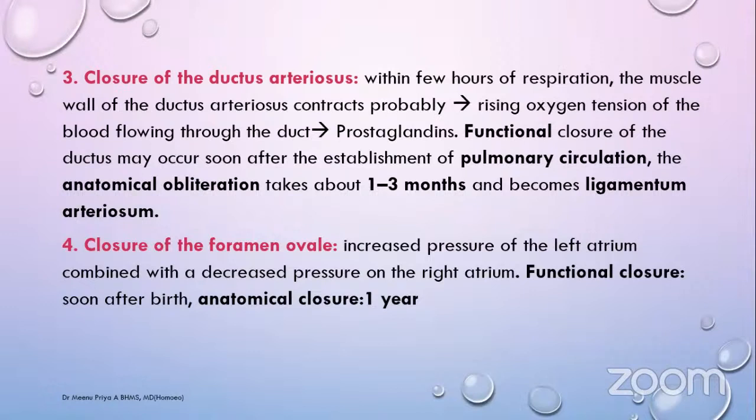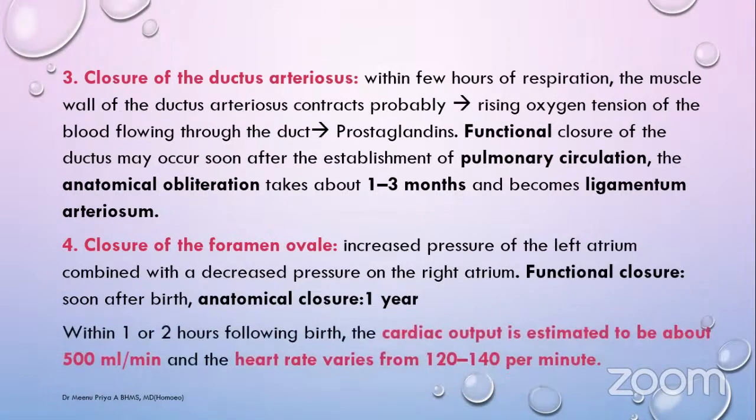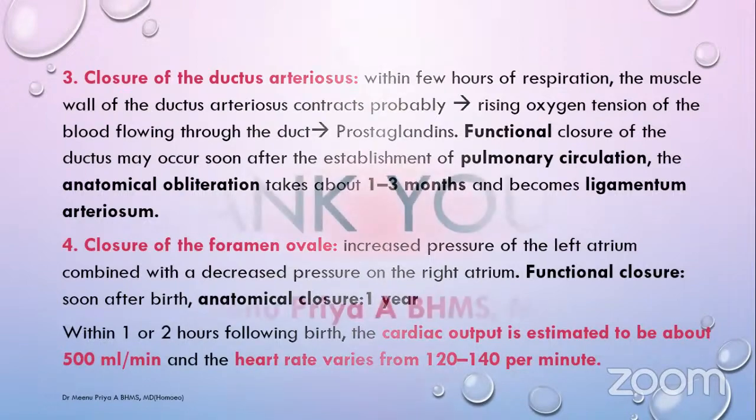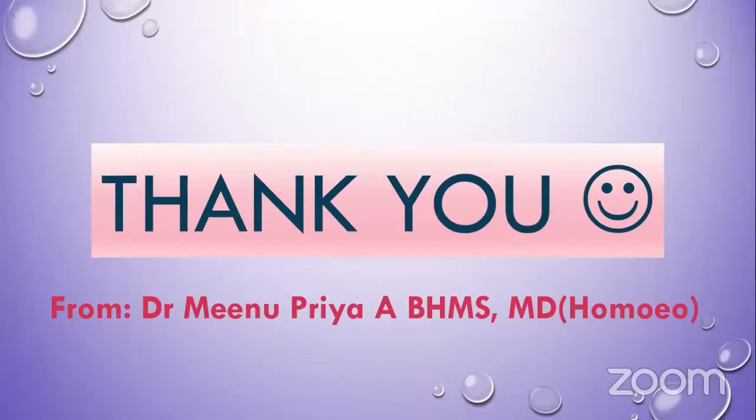Functional and anatomical closure aside, within 1 or 2 hours following birth, the cardiac output is estimated to be 500 ml per minute. And what is the heart rate immediately after birth? It is 120 to 140 per minute. So this completes the 3 topics. Thank you.